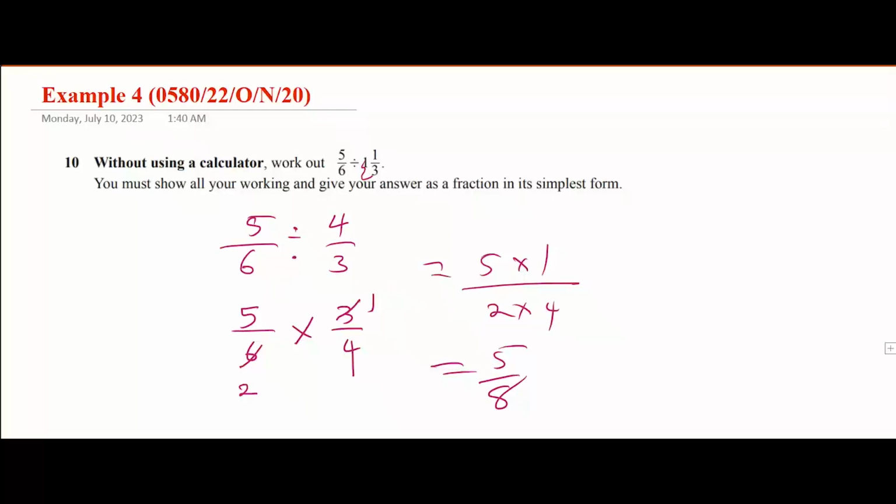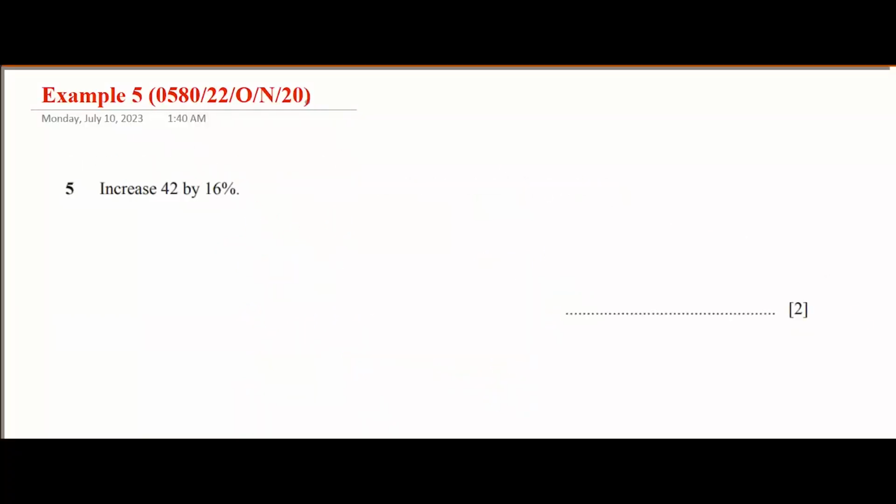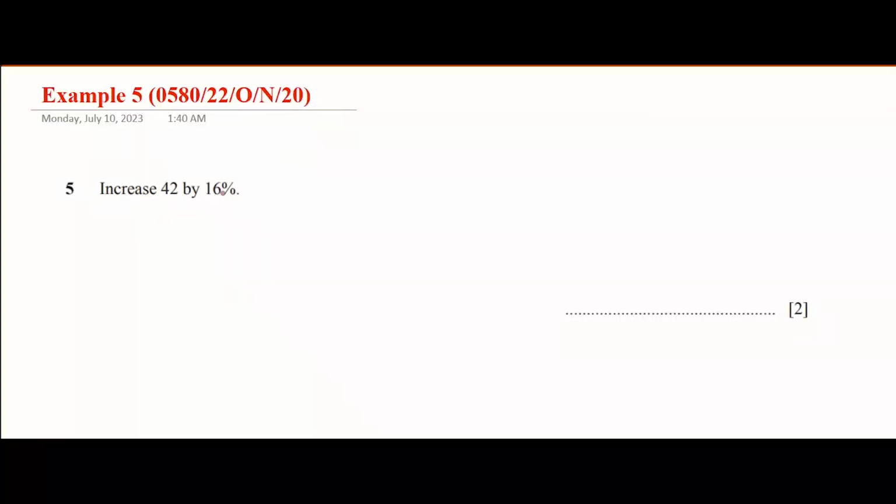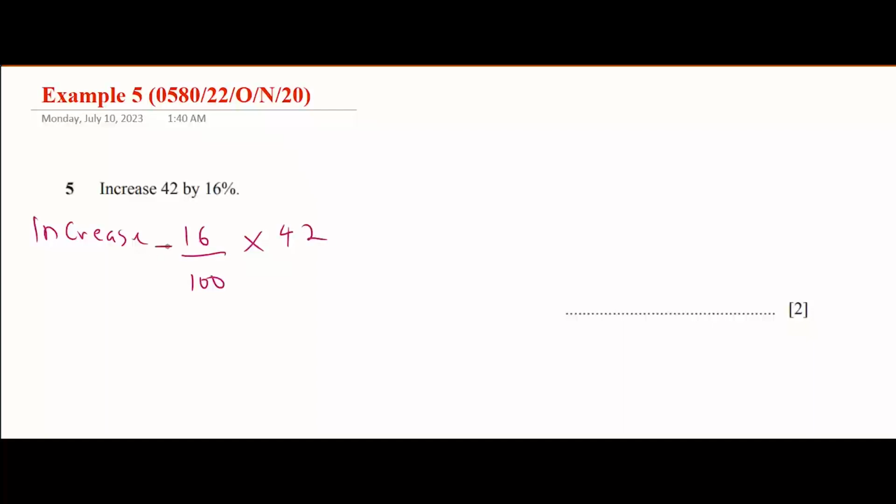Let's go to the next question. That is example 5. We are to increase 42 by 16%. So we have 2 ways of doing this. Let's firstly find the increase. To get the increase, you need to write the percentage as a fraction. That will be 16 out of 100, then multiplied by 42. So that will be the increase.